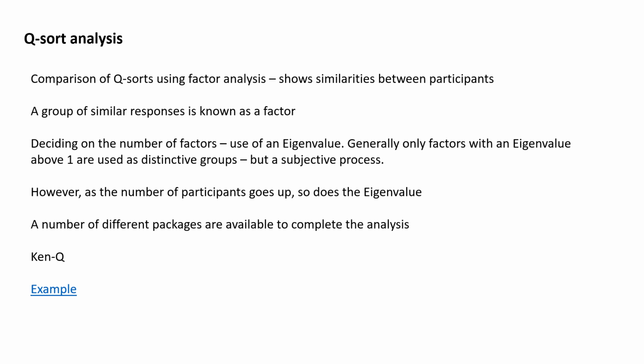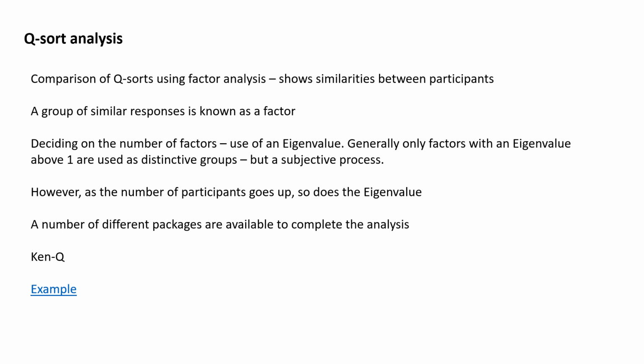When you are deciding how many factors you might be looking at, there's the use of something called an eigenvalue. And an eigenvalue is basically a statistical manipulation that gives you an idea of how similar a series of individuals' responses are to one another. And generally, you only use factors with an eigenvalue of above 1, because those that are below 1 are too diffuse to actually be seen as similar enough to be a factor together. But you have to be very careful, because if the number of participants goes up, so does the eigenvalue.